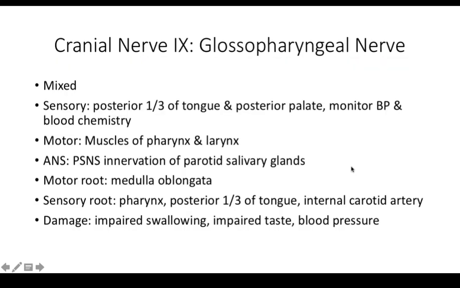Cranial nerve number 9. This is one that's definitely going to come up in the near future, especially in Anatomy 2, when you learn about the blood pressure and temperature regulation and all that stuff.